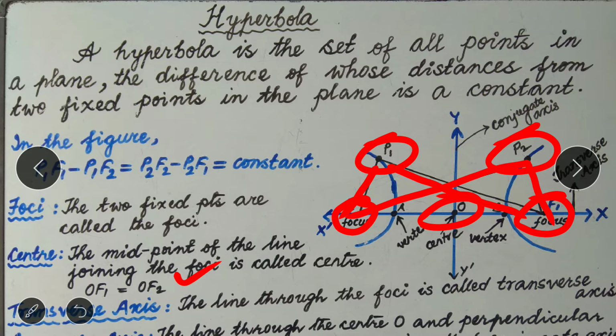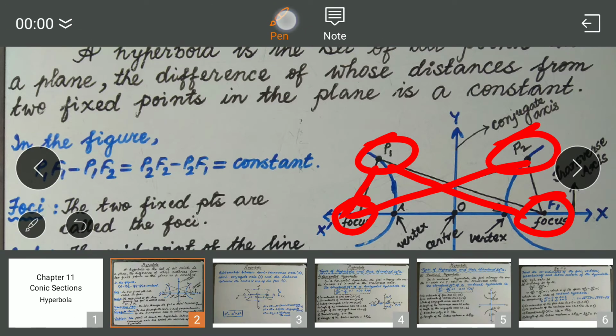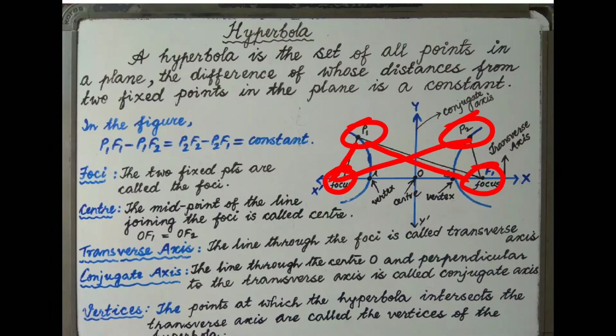So, we call the point O the center of the hyperbola. Next, we have the term transverse axis. Now, just like the major axis, we have learnt about major axis in the ellipse. Same term used here instead of major axis is the word transverse axis.